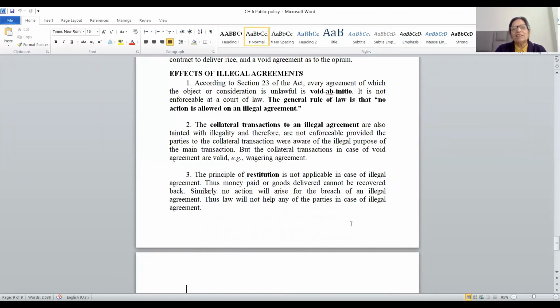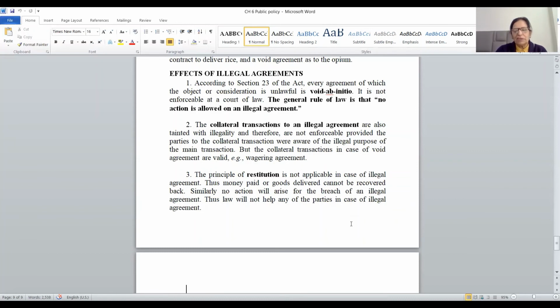Second is collateral transactions. Collateral transactions are also tainted with illegality, and therefore they are not enforceable provided the parties to the collateral transaction were aware of the illegal purpose of the main transaction. Very good example of this is wagering agreement. In case of wagering agreement, collateral transaction is always regarded as valid.